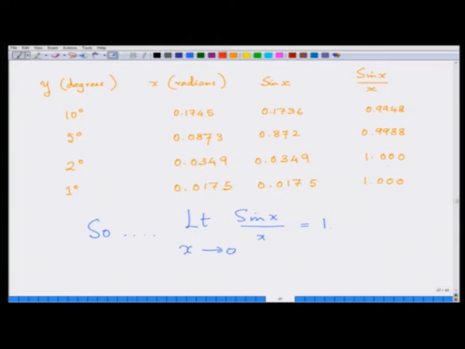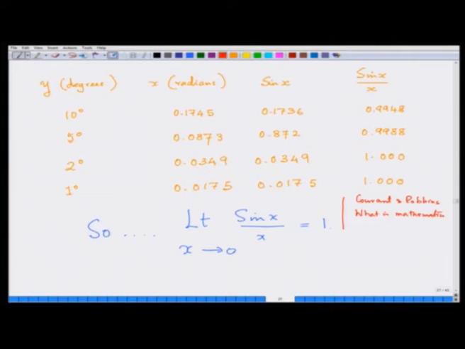This little calculation is due to Courant and Robbins, but it is found in other places, from a lovely book which anybody interested in mathematics should read, and it is a serious book called What is Mathematics. Of course you can say, oh, 2 degrees is far away from 0, 1 degree is very far away from 0, so how are we getting 1?